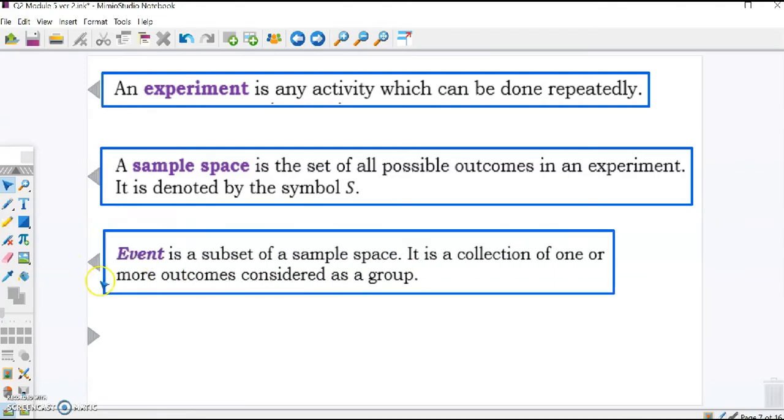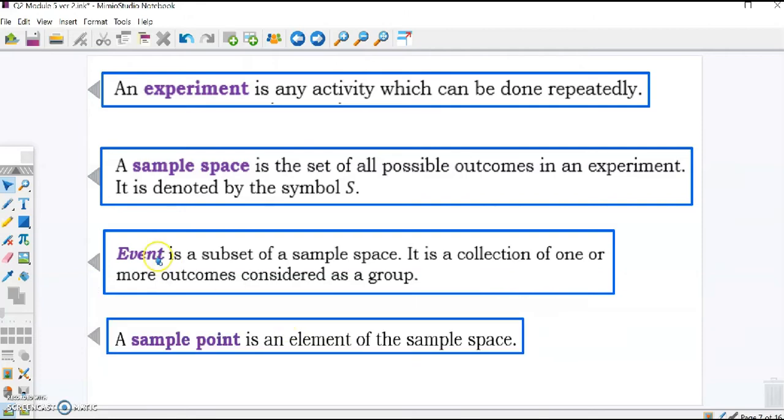We also have what we call an event. When you toss a coin, getting a head is an event. Or getting a tail is also an event. An event is a subset of a sample space. It is a collection of one or more outcomes considered as a group. Later we're going to have more examples of that. A sample point is an element of the sample space. So meaning, it is an element that can be found in a sample space.